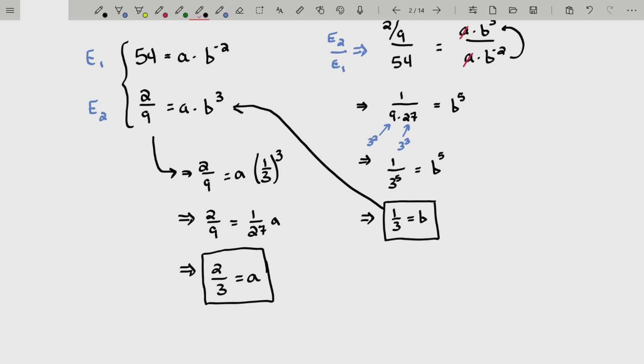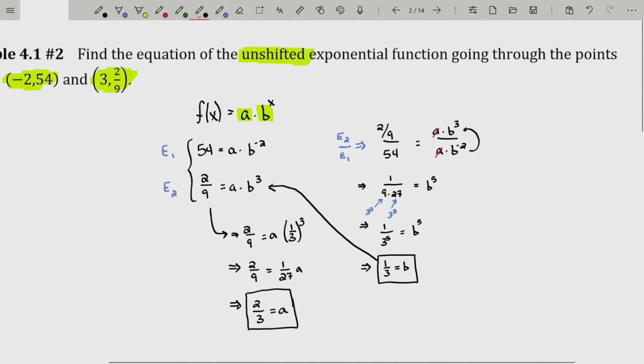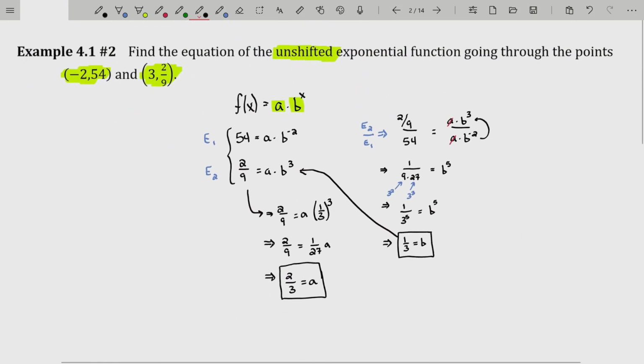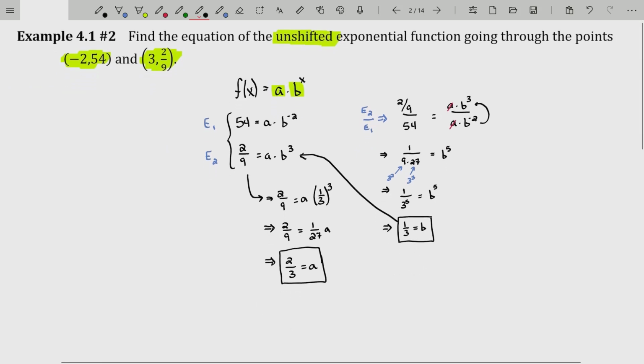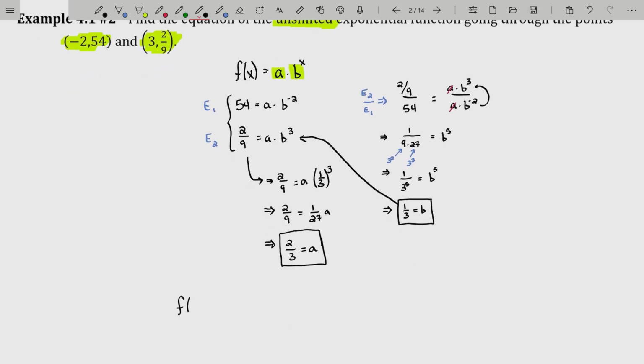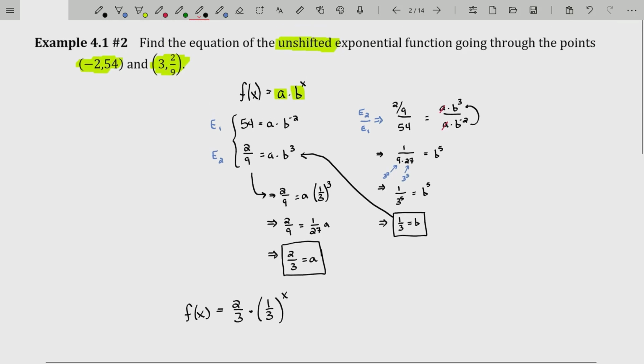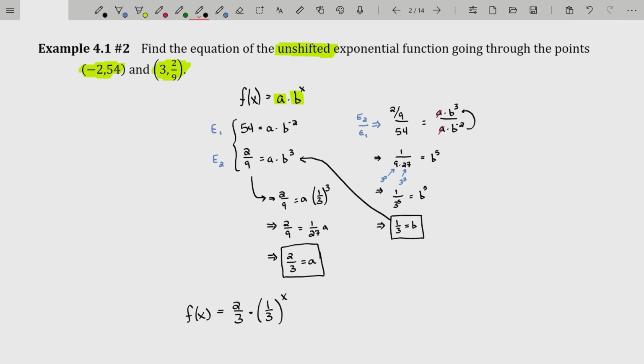And now I have the full equation, or the function, for that unshifted exponential function going through those 2 points. The function is f of x is equal to 2/3, that's the a value, times 1/3, that's the b value, raised to the x power. So again, the trick here is you don't have to do it this way. Once you got to this system of equations right here, you could have totally solved one of those equations for a or b.